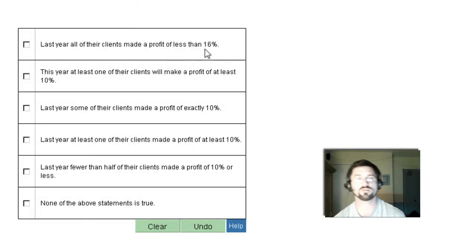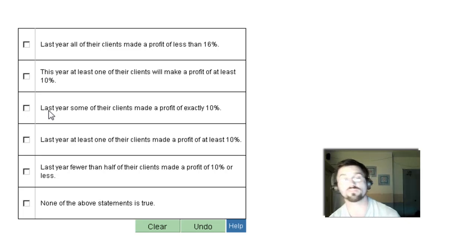This year, at least one of their clients will make a profit of at least 10%. Well, based on last year, you might think so, but last year is no guarantee of this year. And so that is not something that we could say must be true. That is not a claim that we could say has to be true. So we're not going to click the second box. So let's go down to the third.